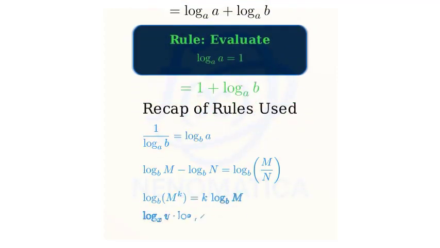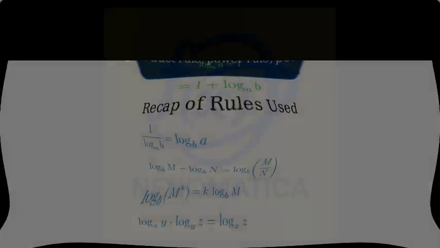Recap. We preserved the original order of steps exactly. We used the reciprocal identity, the difference to quotient rule, the power rule, and the change of base chain to reach the final results. Here is the problem.